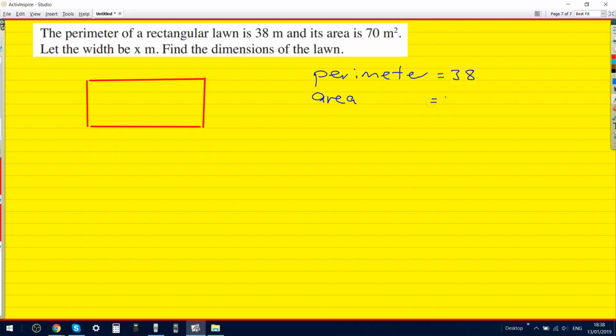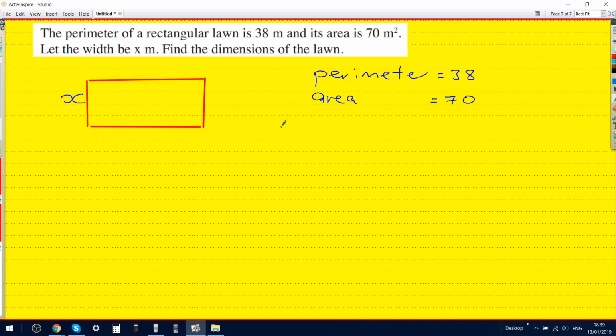Right. The area is 70 meters squared, and the perimeter is 38. Okay. X is the width. Okay, so now we have to find the dimensions of it. Okay. I mean, we could guess. I'm not sure.